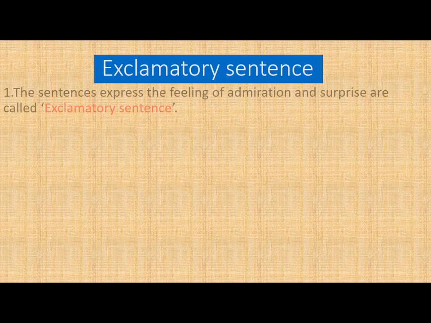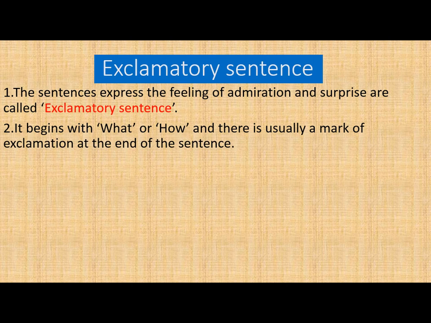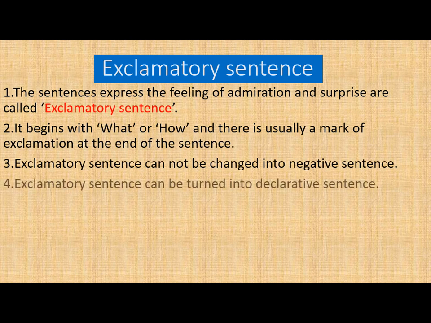Now exclamatory sentence. The sentences that express the feeling of admiration and surprise are called exclamatory sentences. It begins with what or how, and there is usually a mark of exclamation at the end of the sentence. An exclamatory sentence cannot be changed into a negative sentence. An exclamatory sentence can be turned into a declarative sentence.